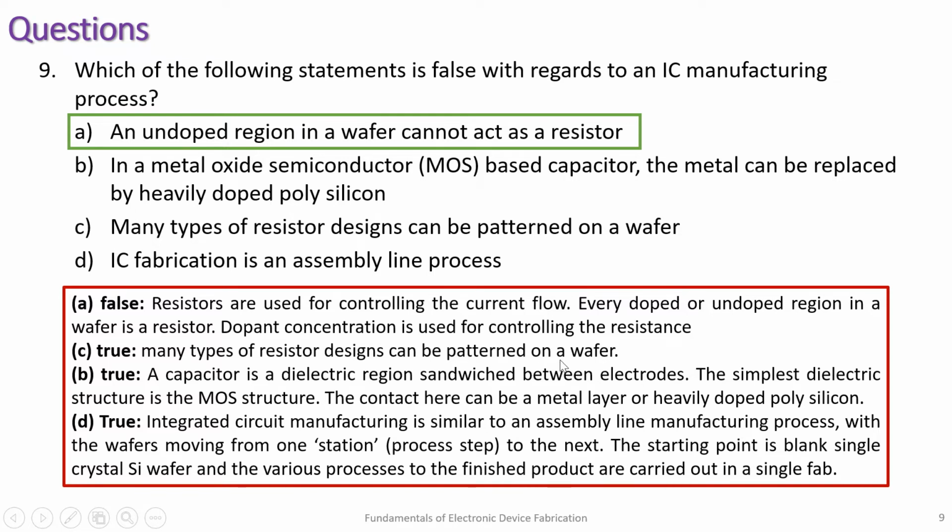So I hope the answer is clear to all of you. So just remember that any undoped region or doped region in a wafer is actually a resistor. That is, the amount of doping will give rise to a change in the resistance. And therefore both doped and undoped regions can act as a resistor. Is that clear?